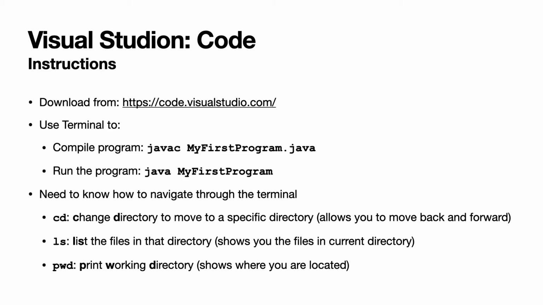ls will list the files in your current directory. Remember that we're just doing everything through text. We're not doing anything fancy with graphics. So ls will list the files. And finally, pwd is printing the working directory. Sometimes, because you're moving around so much, you don't know where you're standing, and it's helpful to use pwd to show you where you're located. I will show you that in a little bit.